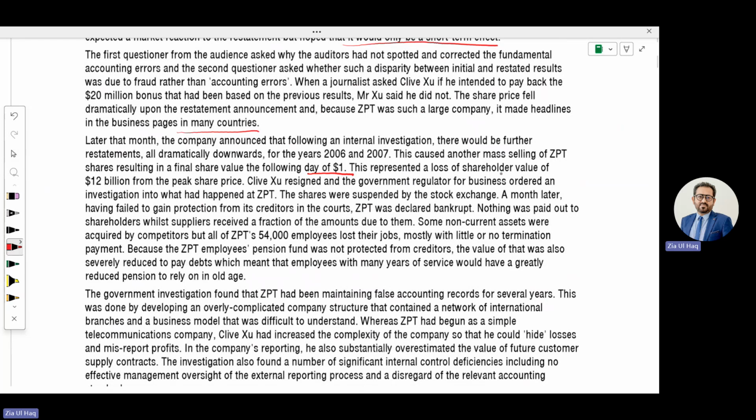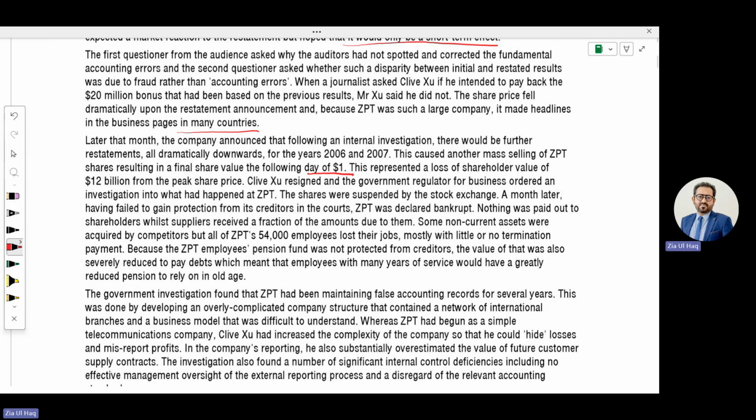So this represents a loss of shareholder value of $12 billion from the peak share price, and shareholders lost $12 billion with the reduction in share price because they bought at a high price. Now the share price is $1. Clive Shue resigned, and the government regulator for business ordered an investigation into what had happened at ZPT. Because this was a big company in the economy, like Enron. The shares were suspended by the stock exchange.